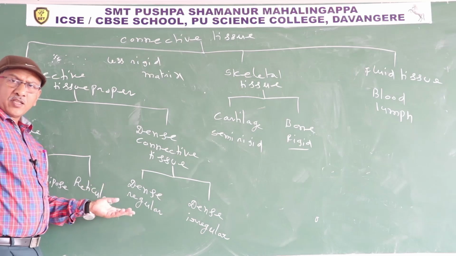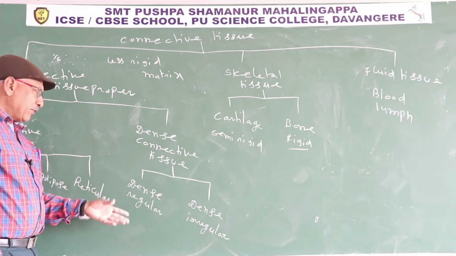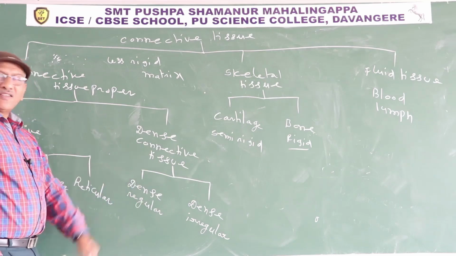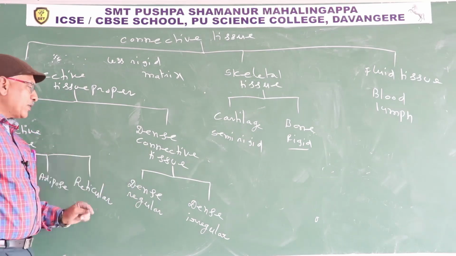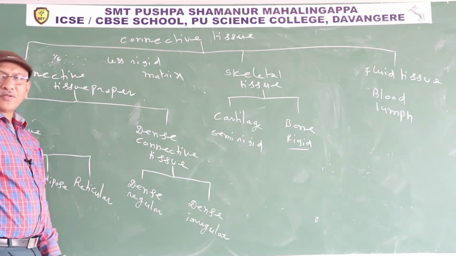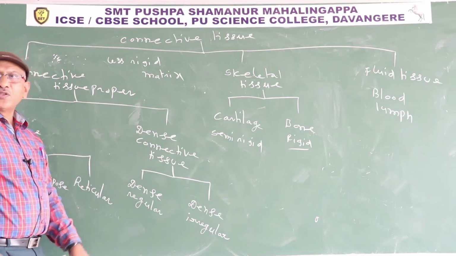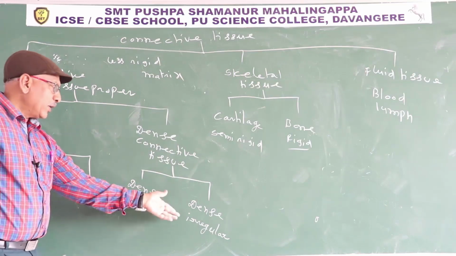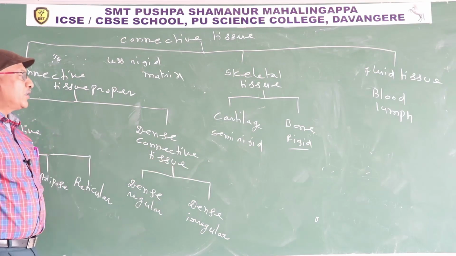So here also another possible question: distinguish between dense regular and dense irregular. In dense connective tissue, fibers present parallel to each other are known as dense regular connective tissue. In dense connective tissue, fibers arranged in different directions are known as dense irregular connective tissue.